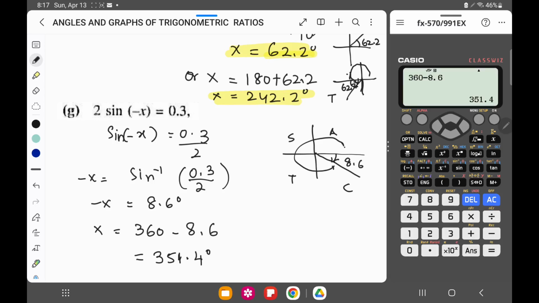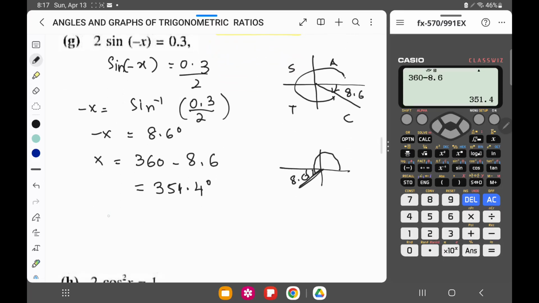And it's obviously also in the third quadrant, 8.6. So that will become 180 plus 8.6. So the other angle will be 180 plus 8.6, which becomes 188.6 degrees. So these are the two answers.